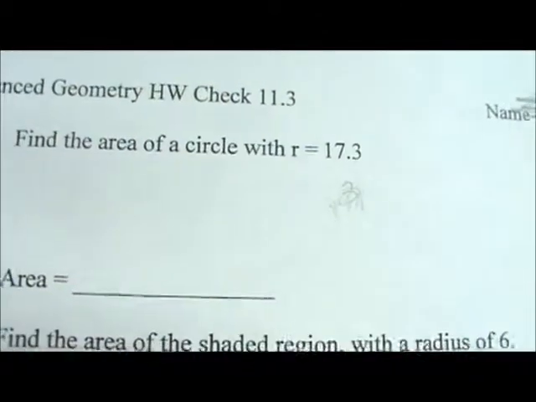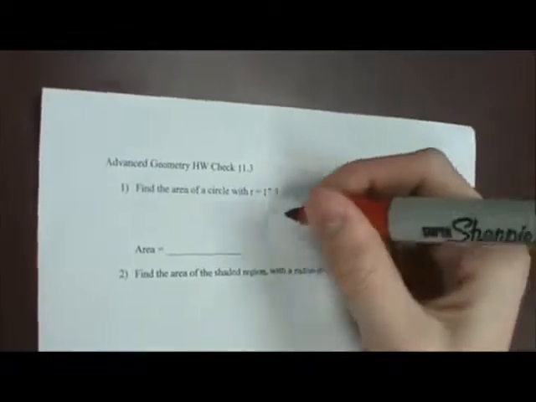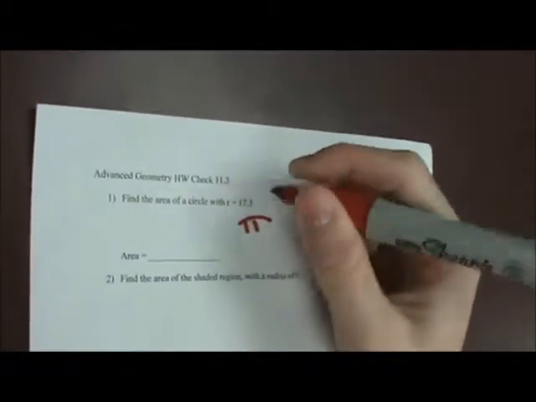Alright, for problem 1, we have to find the area of a circle with a radius of 17.3. So we're going to plug that into our equation, pi times radius squared. So we're going to take pi times 17.3 squared, and the squared is just squaring the radius, not the entire problem.